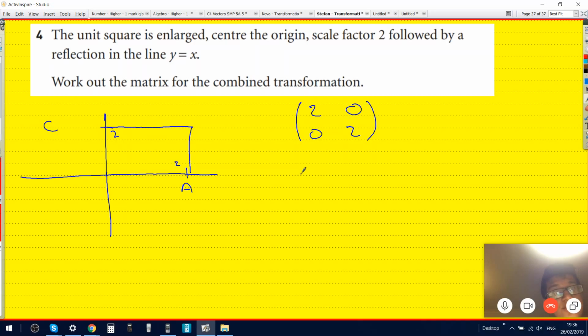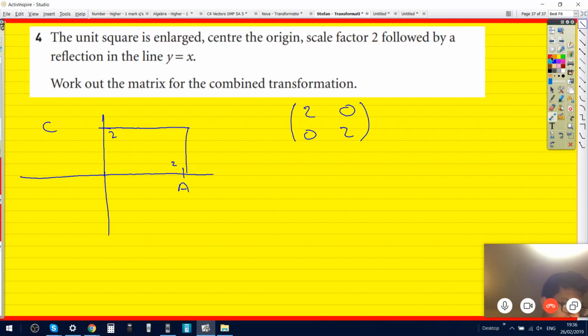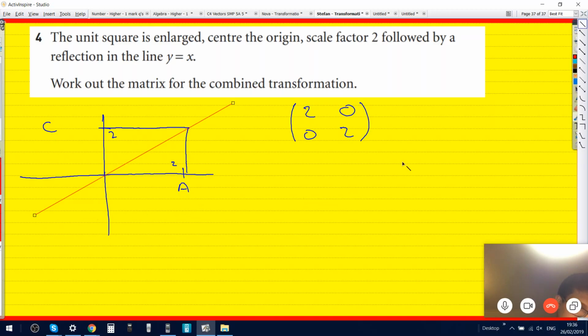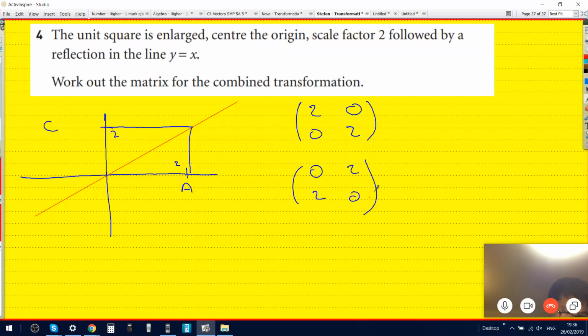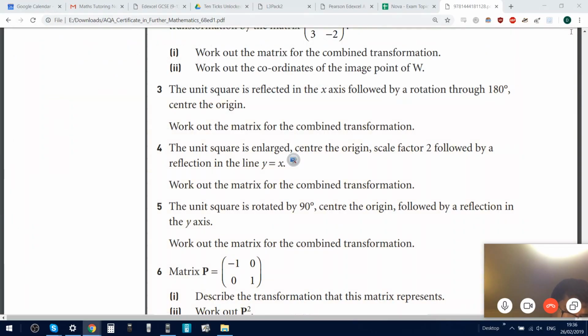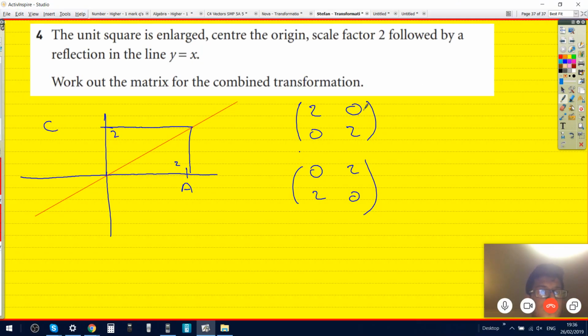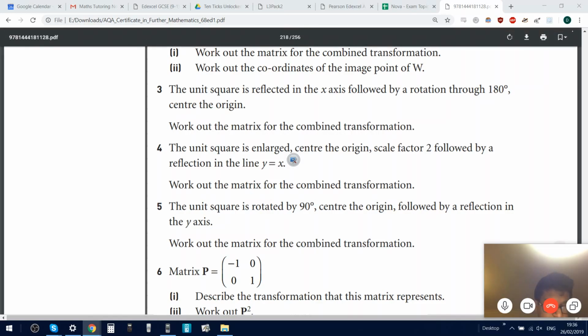You have to reflect this in the y equals x line. So that just means that the places of C and A swap. Yes. And I think B remains the same because that's in place. So that means that 2, 0 and 0, 2 becomes 0, 2 and 2, 0. I believe so. Yeah, the x swaps with the y. Yeah. Work out the matrix. So not the transformation, but just the matrix.